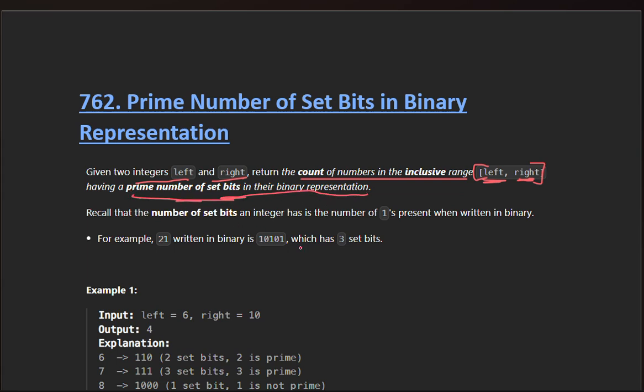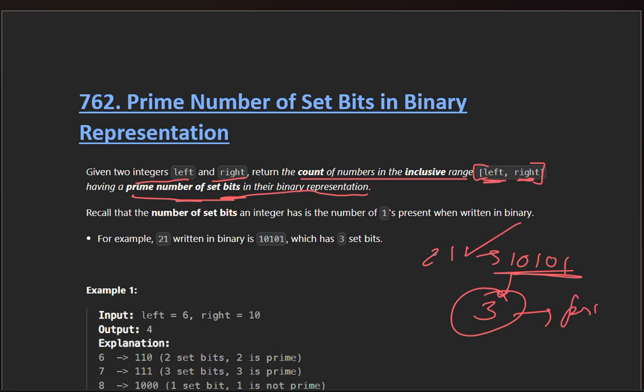So what does that mean? Suppose we are given 21. 21 is represented as 10101. So how many set bits are there? Meaning, how many bits are there whose value is 1? So 3 bits are there, and 3 is a prime number, right? So this is one possible answer. This way we have to check all the numbers from left to right.